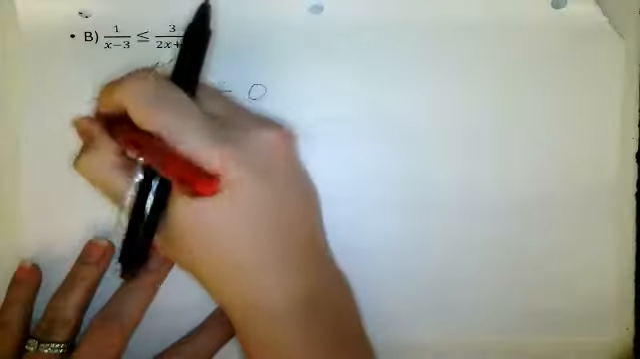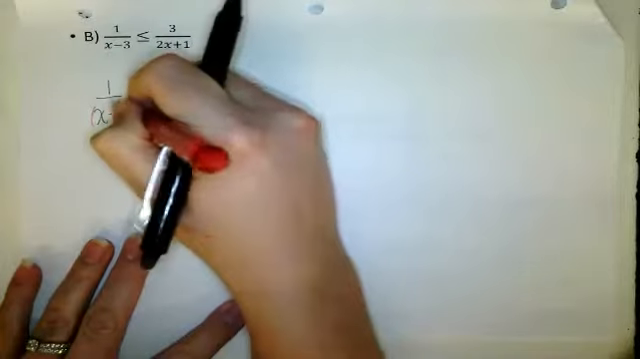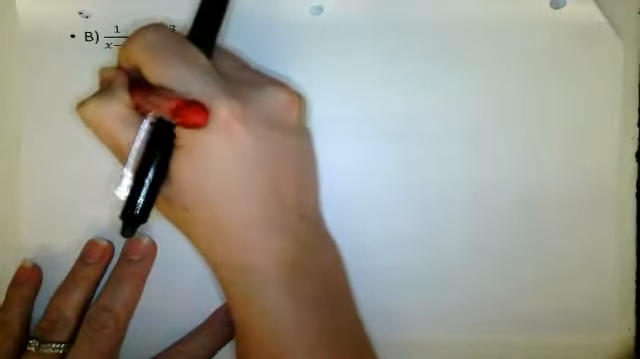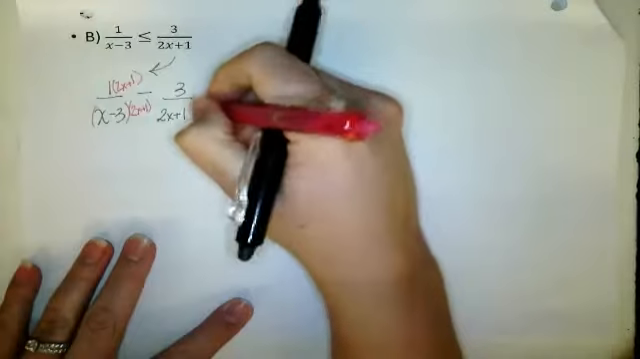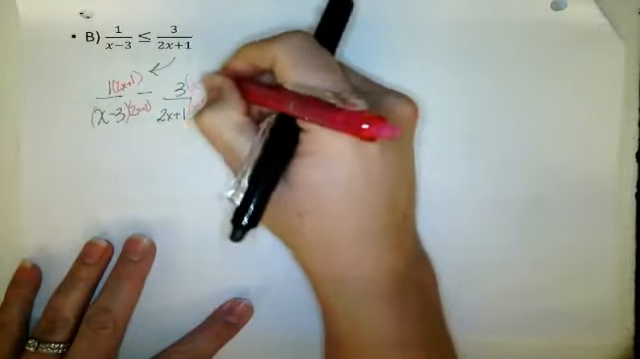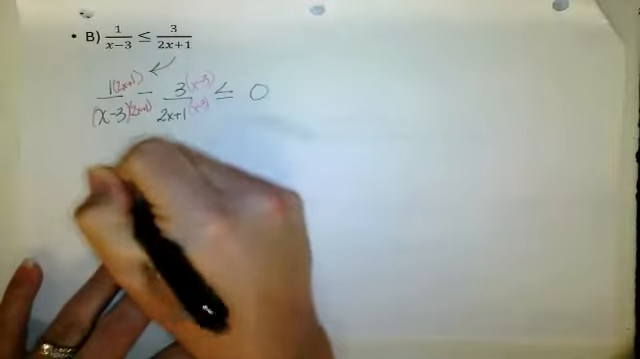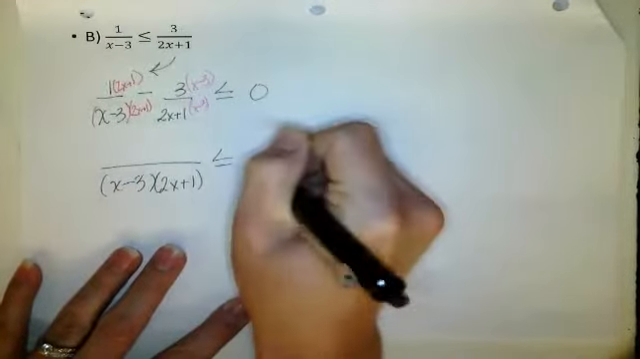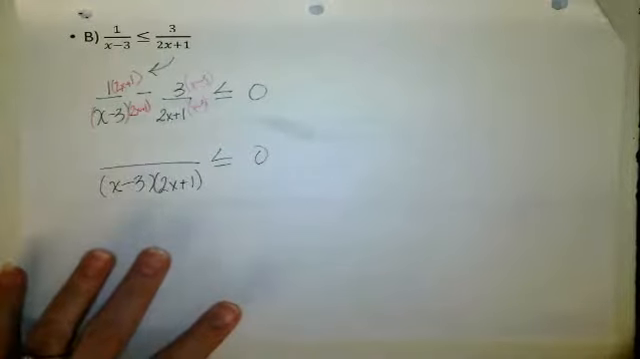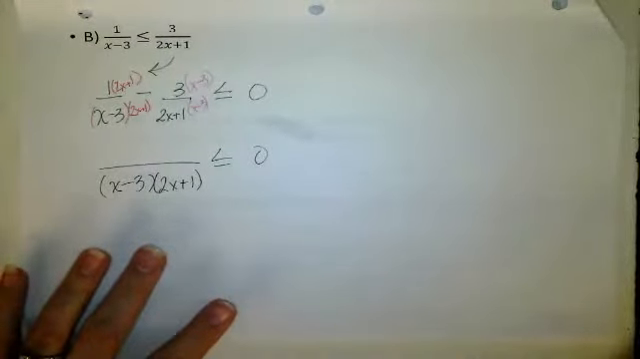Common denominator. So we're going to multiply the first fraction by 2x plus 1 on top and bottom, and the second fraction by x minus 3 on top and bottom. And so we have a lovely common denominator, which I can leave in bubble form. That's most useful. And we're going to distribute and combine like terms in the numerator.